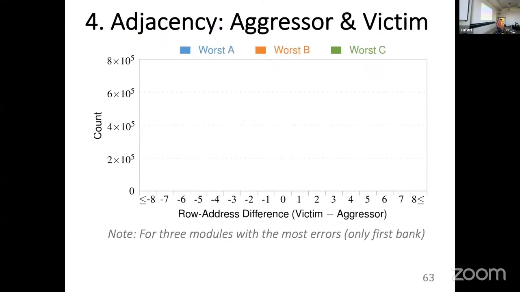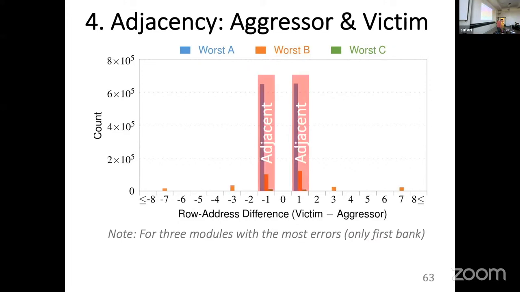this. So basically, let's take a look at what is the adjacency of the aggressor rows and the victim rows from the memory controller's perspective. The memory controller issues a row address. If the row address of the aggressor is X, where is the victim? Is it at X plus 1, X minus 1, X plus 2, X minus 2? That's the idea. From the memory controller's perspective, that's the really important thing over here.